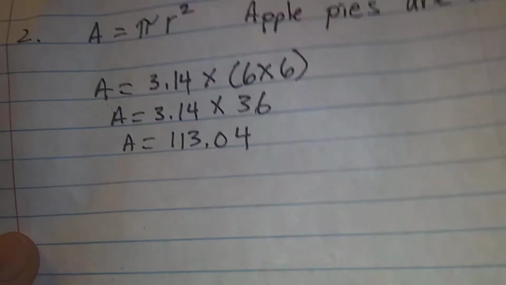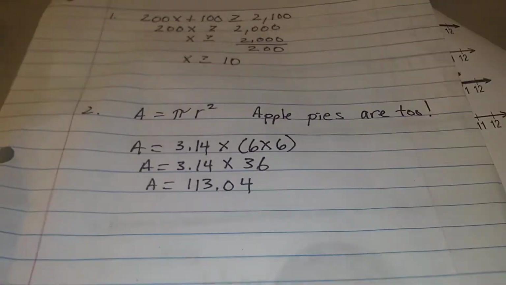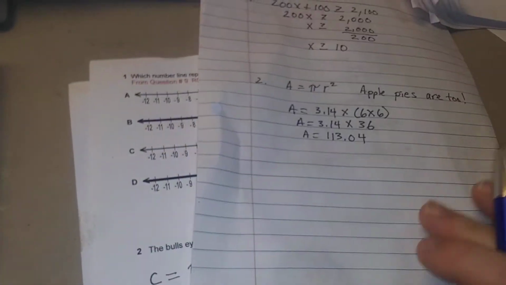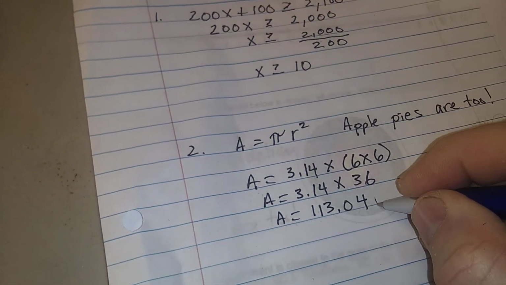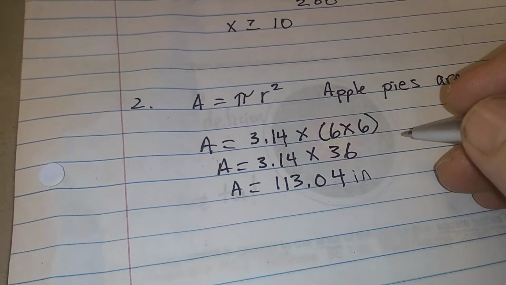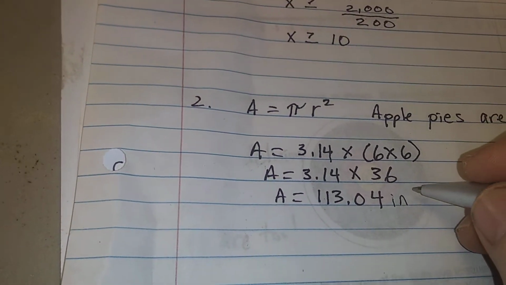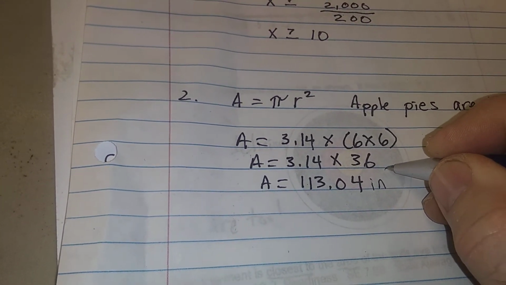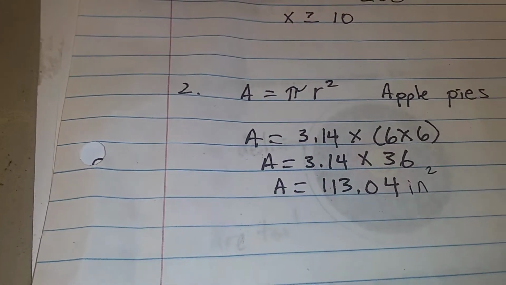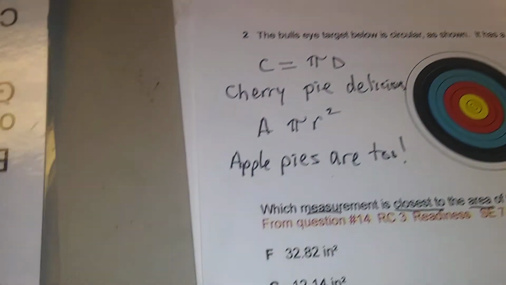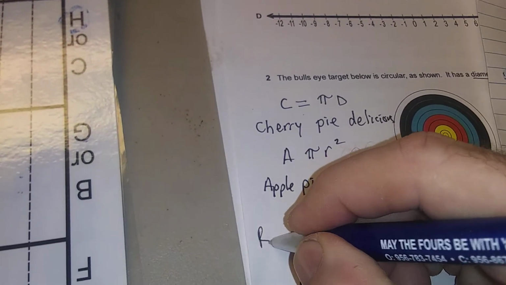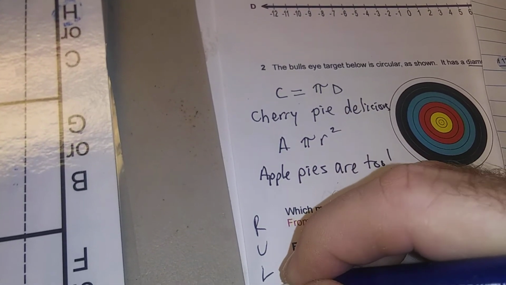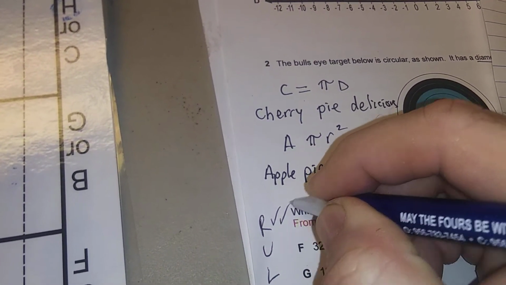So the answer is 113 and 400ths. And let's see, if we were talking about inches, the final answer would be 113 and 400ths inches squared as the answer. So that's letter H.